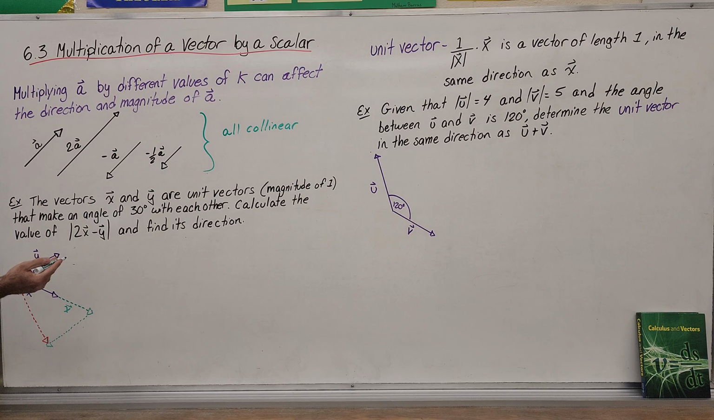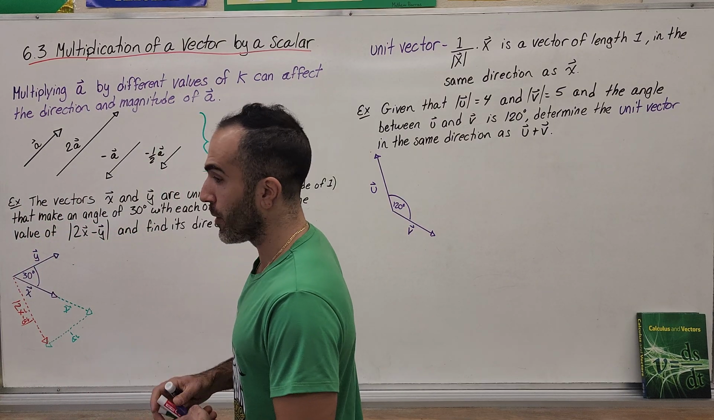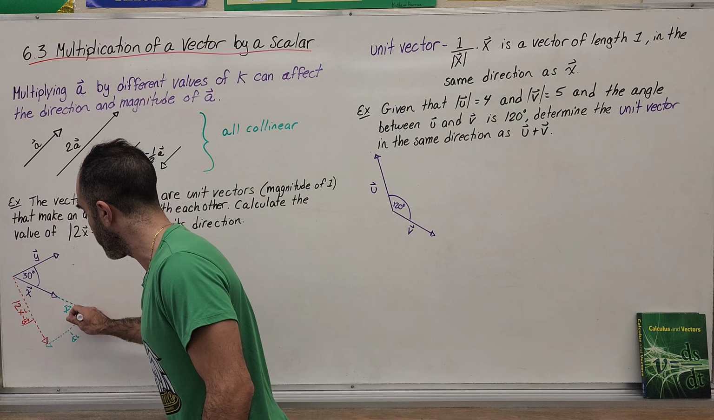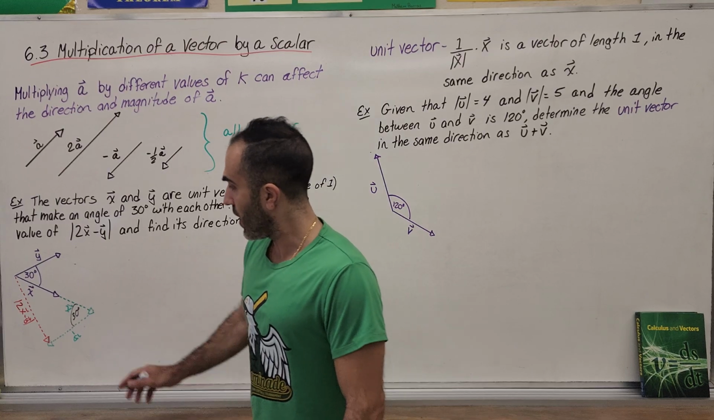And then instead of doing tail to tail with the minus, I'm doing -y. So if I do 2x minus y, and I put them head to tail, this right here, this red one, is 2x minus y. Okay, so to find that, a few ways I can do it. I can transfer this 30 in here with Z pattern.